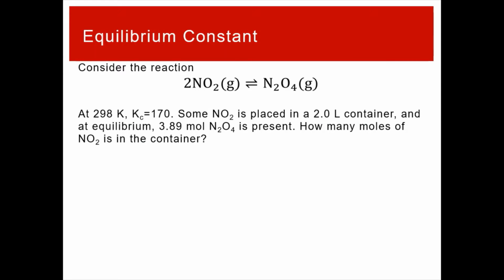Let's look at an example of using our equilibrium constant, using this equation to determine amounts of reactants and products at equilibrium. So our reaction is 2NO2 becomes N2O4 at 298 Kelvin. Kc is equal to 170. Some NO2 is placed in a 2.0 liter container, and at equilibrium, 3.89 moles of N2O4 is present. How many moles of NO2 are in the container?